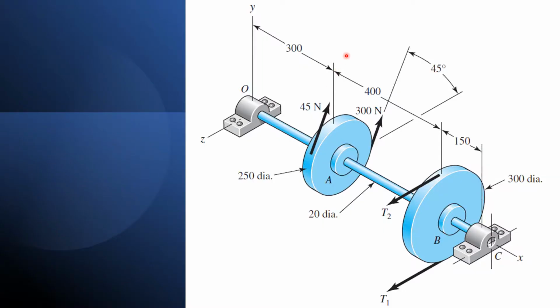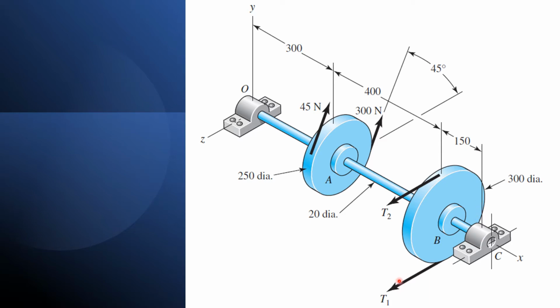In this problem, we have a counter shaft carrying two V-belt pulleys as shown here. It's stated that pulley A receives power from a motor through a belt with the belt tension shown here. It is not a straight tension, it has an angle of 45 degrees. Then the power is transmitted through the shaft and delivered to the belt on pulley B.